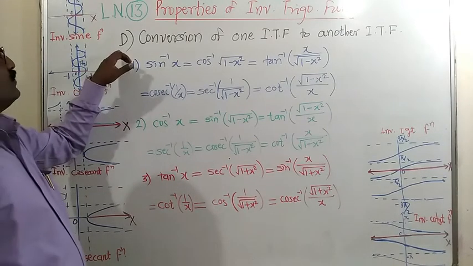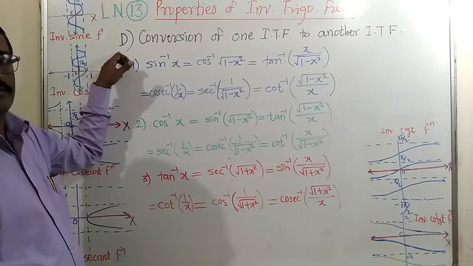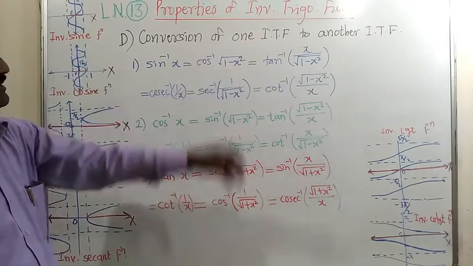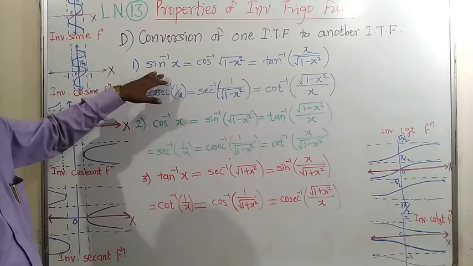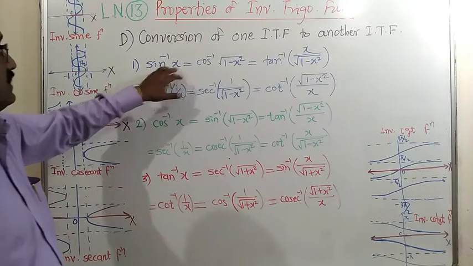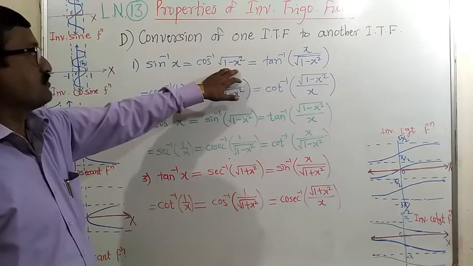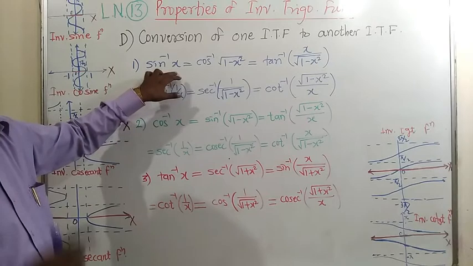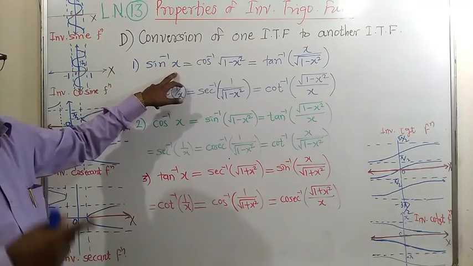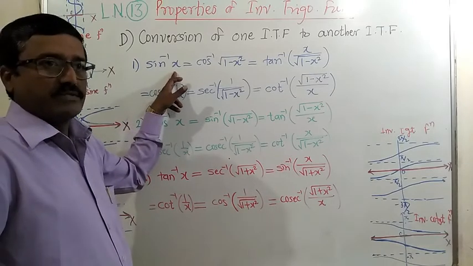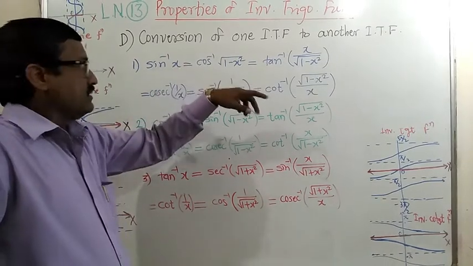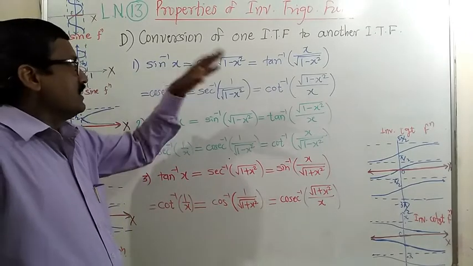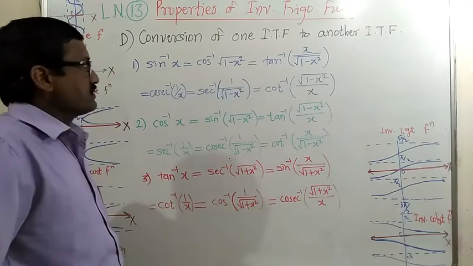Now see the fourth group of properties of inverse trigonometric functions, that is conversion of one inverse trigonometric function to another inverse trigonometric function. Here, if sin inverse of x is given, then we can write cos inverse of root 1 minus x square. Again, considering sin inverse of x equal to theta, we get x equal to sin theta. From that, find cos theta. If x equal to sin theta, then cos theta is root 1 minus x square, that is root 1 minus sin square theta. So again, applying the property, we get cos inverse of root 1 minus x square.